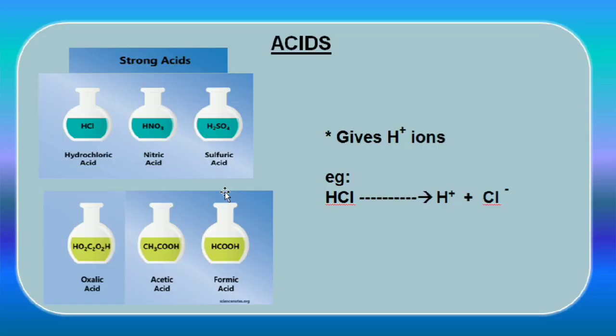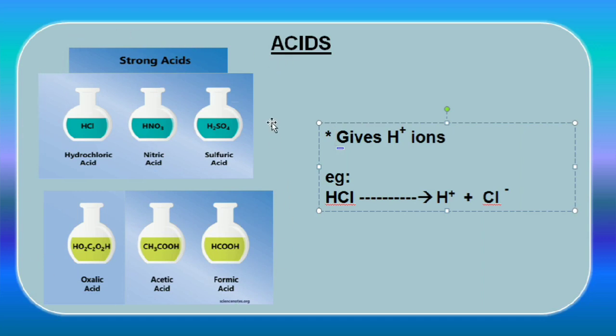Let's learn about acids. In particular, acids give H plus ions. H plus means hydrogen ions. These are the examples of some strong acids. In the last class we have learnt about the organic acids which are available in the food items like oxalic acid, lactic acid, malic acid, tartaric acid, etc. They are the organic acids.